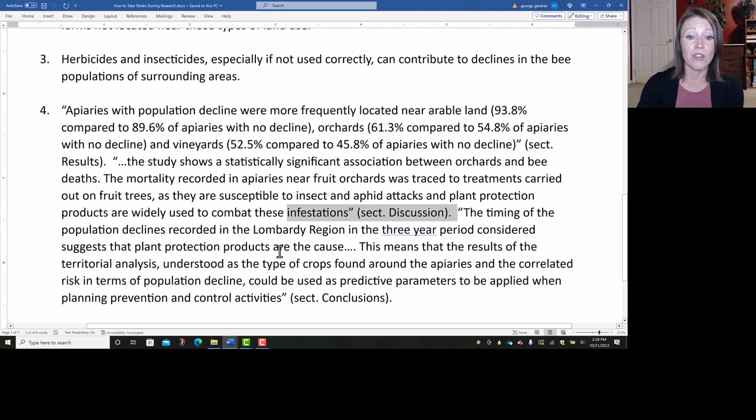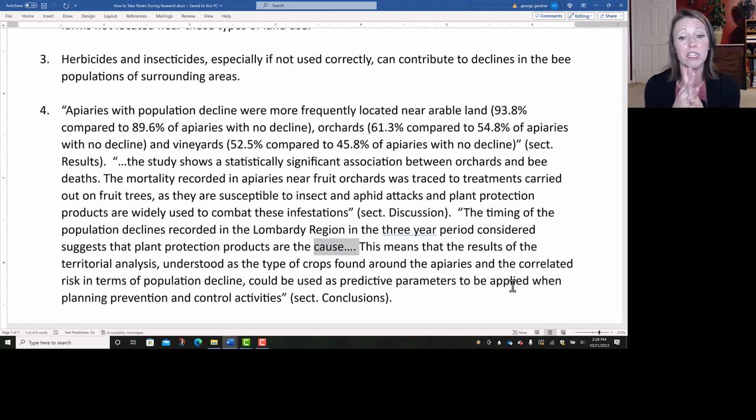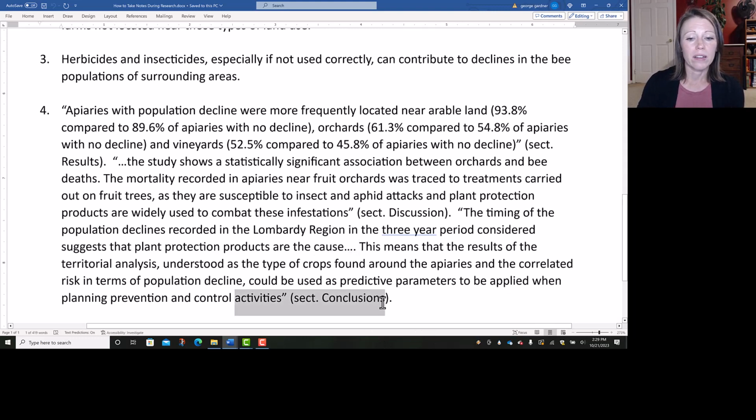And then same thing for the next. Here is an example of an ellipsis with four periods. That notes that I started with this, the timing of population declines recorded in the Lombardy region in the 3-year period suggests that parent plant protection products are the cause. Then I have four periods because I deleted some stuff, including crossing over a period before I picked up with this means that the results, and so on. And then again, here's a section.